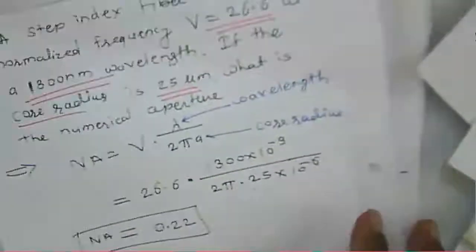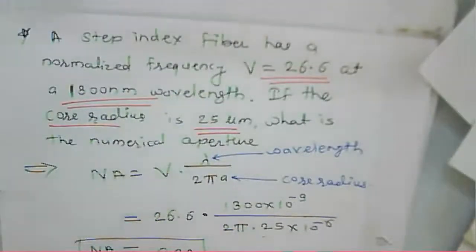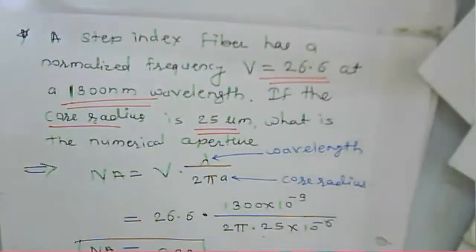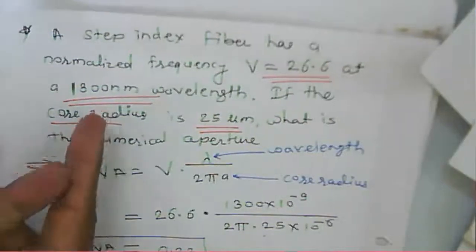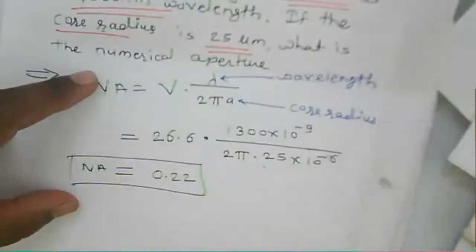Now this fiber is called a step index fiber, because in a step index fiber the refractive index of the core is constant throughout the core radius or core diameter. For a step index fiber, the normalized frequency is given, the wavelength is given, and then the core radius is given. From that we obtain the numerical aperture.